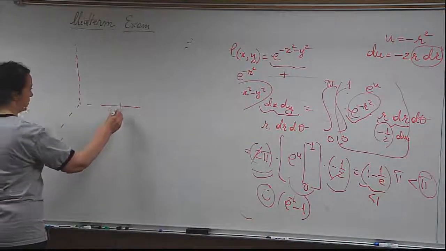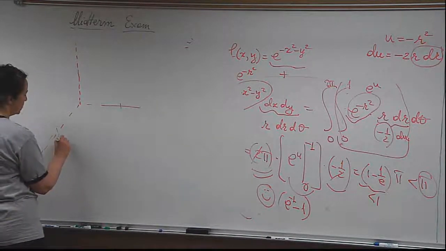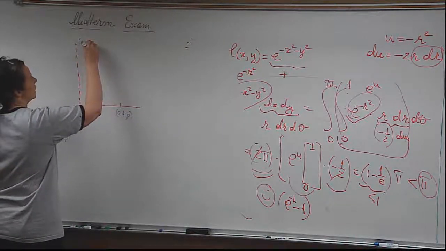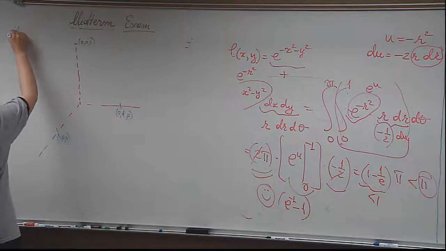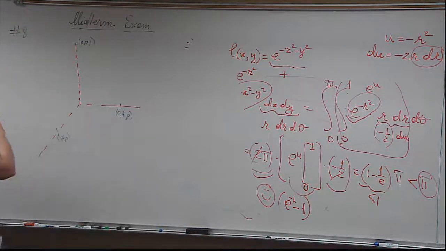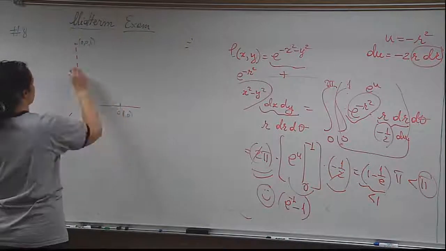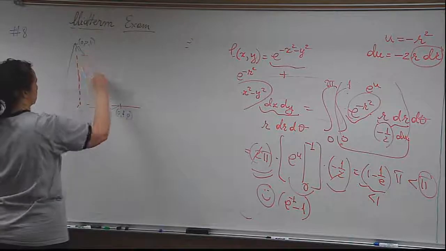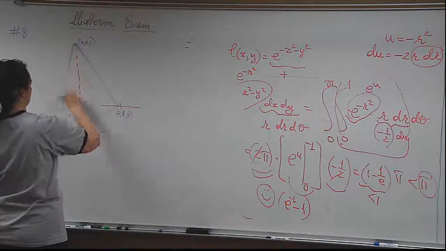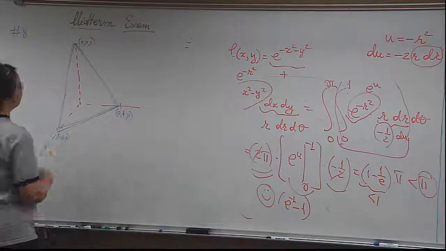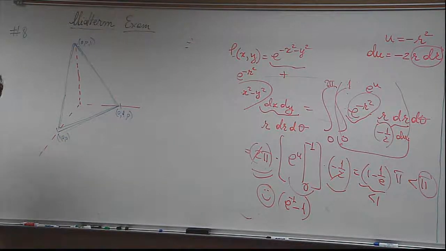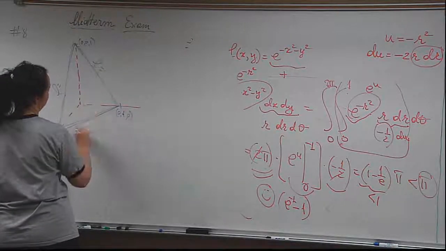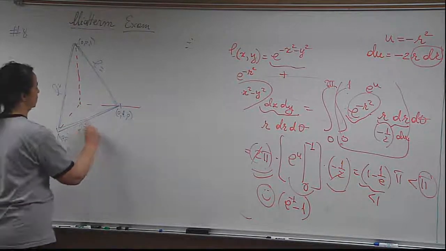Honestly, I was broken-hearted. So, this was 1, 0, 0, this was 0, 1, 0, and this was 0, 0, 1 on number 8. Thank you. Beautiful. It's an equilateral triangle, and the side of that equilateral triangle is square root of 2.